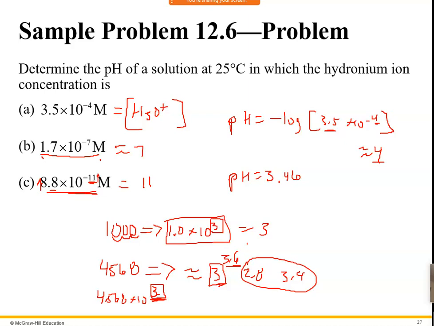I can't find my calculator. My kids hid my calculator. So I gotta use this stupid thing.